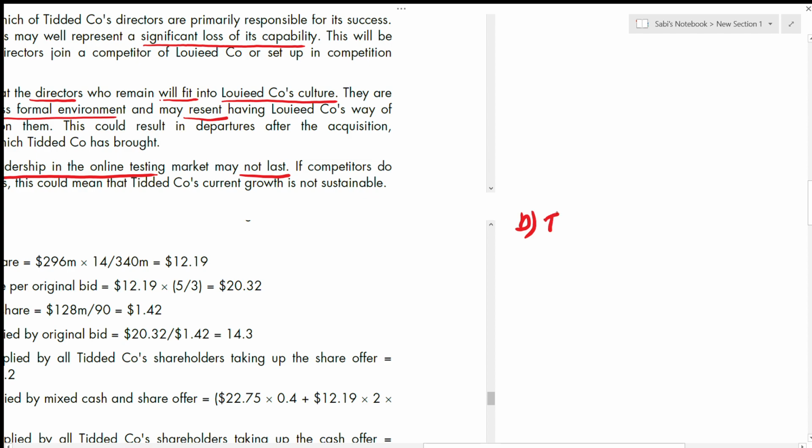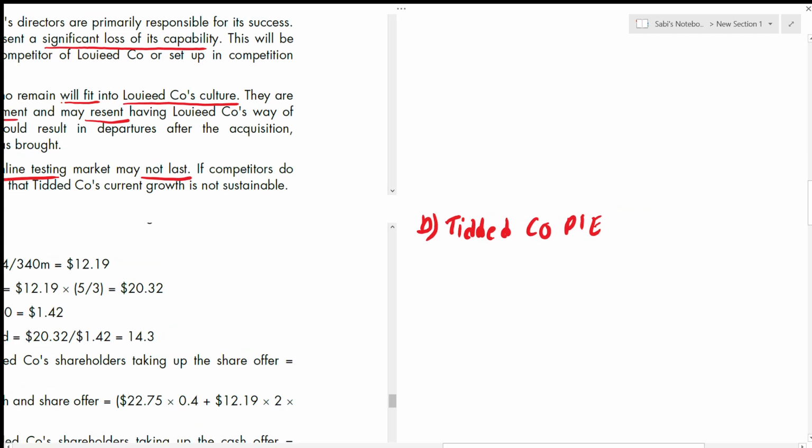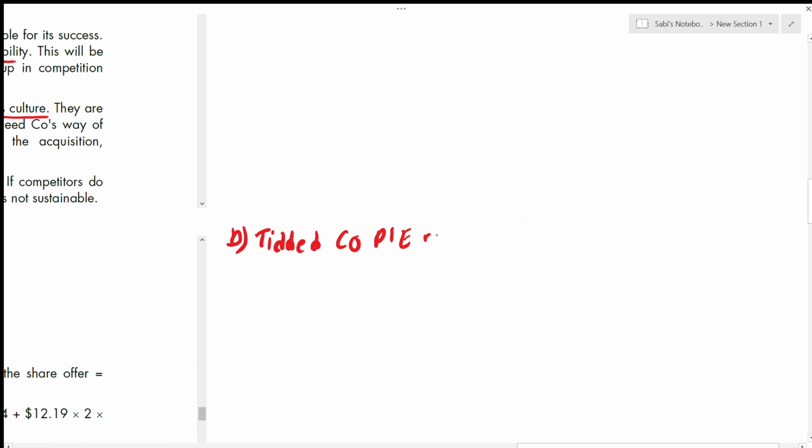So I'm going to write T debt company, okay, T debt company PE ratio by original, that means the one which was rejected, original bid, right?